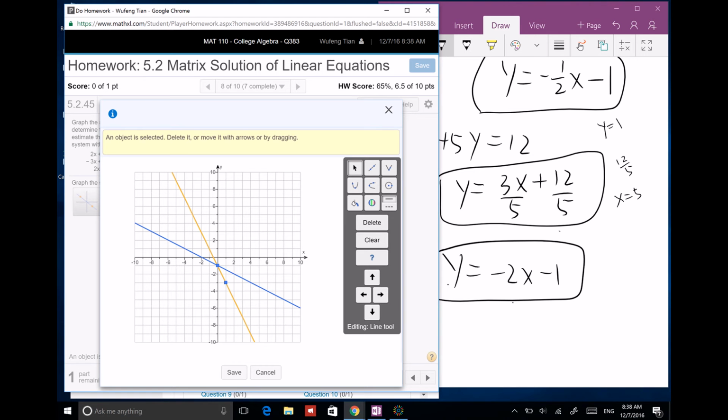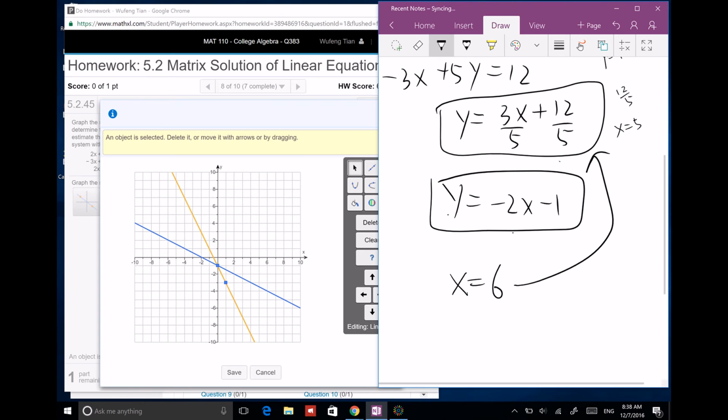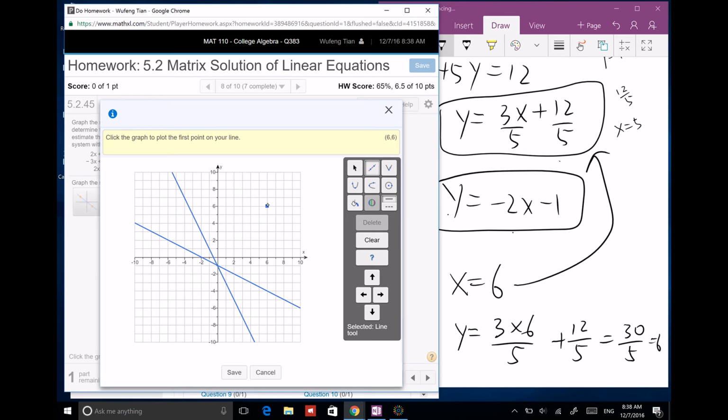x equals 1 is not okay. x equals 2 is not good. x equals 3, not good. x equals 4, no. x equals 5, no. x equals 6, okay, x equals 6 works for this one. So x equals 6, you got y equals 3 times 6 over 5 plus 12 over 5, which is 30 over 5, which is 6. So 6 and 6 is right here. And the rise over 1, rise 3 over 5. So go 1, 2, 3, 1, 2, 3, 4, 5 right here.